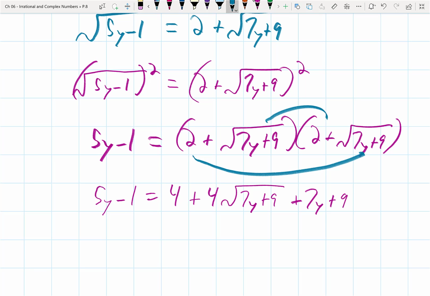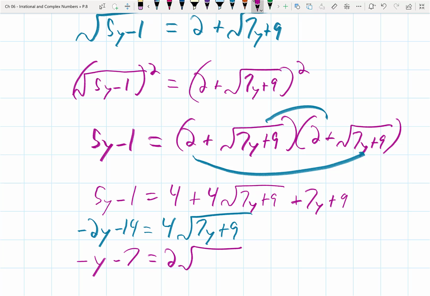Okay, let's simplify by moving all the non-radical stuff to the left side. I get negative 2y plus 13 minus 14 is equal to 4 root 7y plus 9. And before you square both sides a second time, we can make things a tiny bit simpler to do in your head. Factor of 2. We can make this negative y minus 7 is equal to 2 root 7y plus 9, by dividing the left and right side by 2.